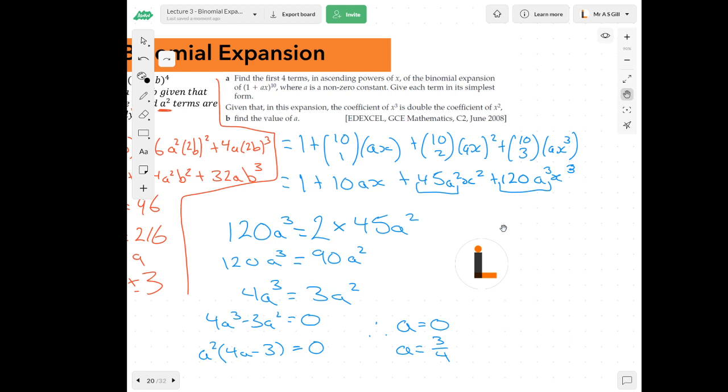And from here we go back to the question. It says in part A, where a is a non-zero constant. So we cannot have this solution, therefore a is 3/4. It's really important that we state both of those solutions, and that we only choose the one that is relevant given the other parameters that we have. Okay?